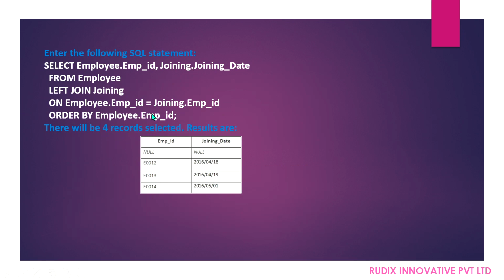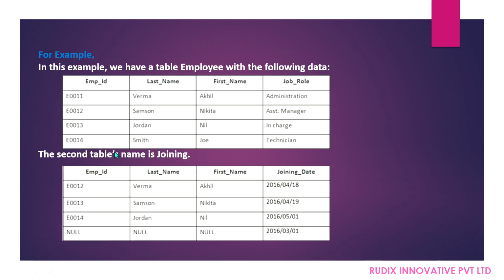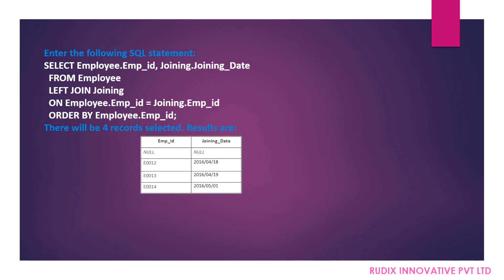Result. So if you use the left join, then we come across this output. Here we use: select employee ID, joining date from employee table, left join joining on employee ID equal to joining employee ID, order by employee ID. So we will get the output, employee ID and joining date.